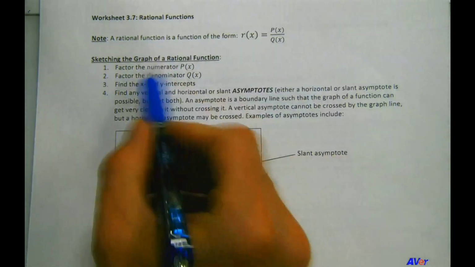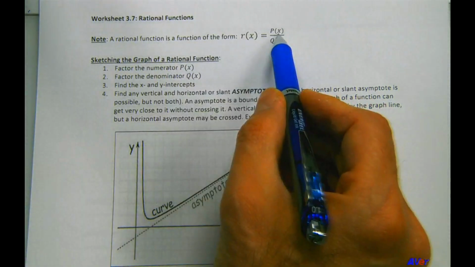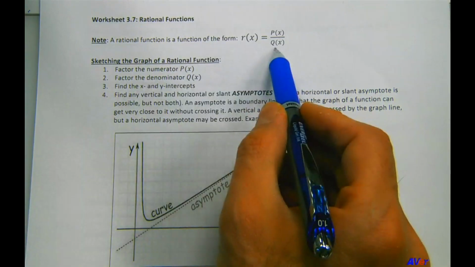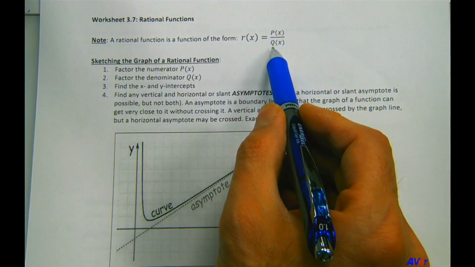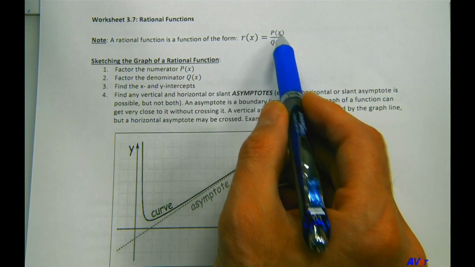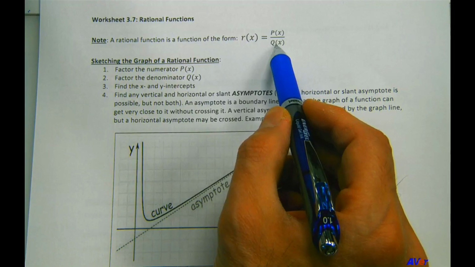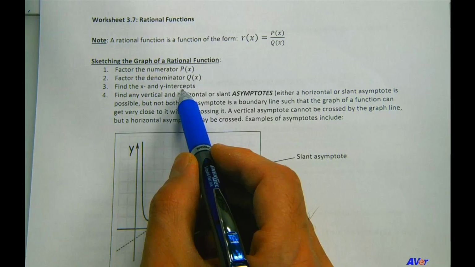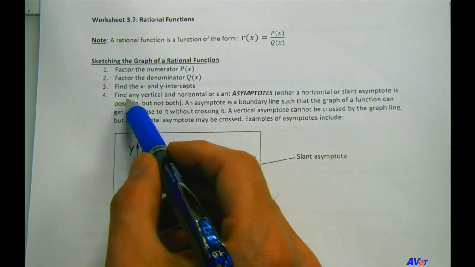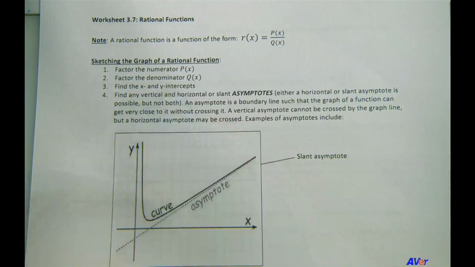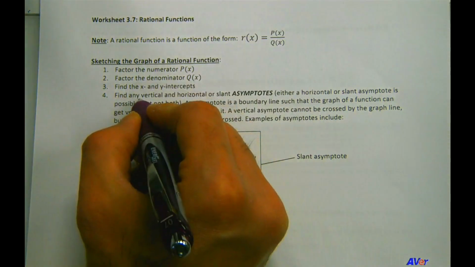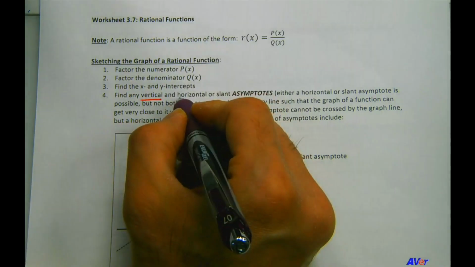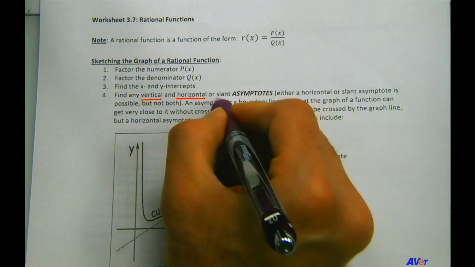So sketching the graph of the function, these are the fundamental steps. First, we want to factor the numerator, then factor the denominator. We've done quite a bit of factoring so far, right? So we're going to continue doing that for both numerator and the denominator of a rational function. Then find the x and y intercepts, and also find any vertical. These are very important because there are a number of different asymptotes we can have. So either any vertical asymptote, or a horizontal asymptote, or a slant asymptote.